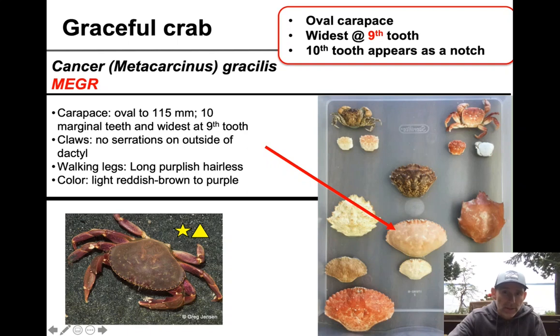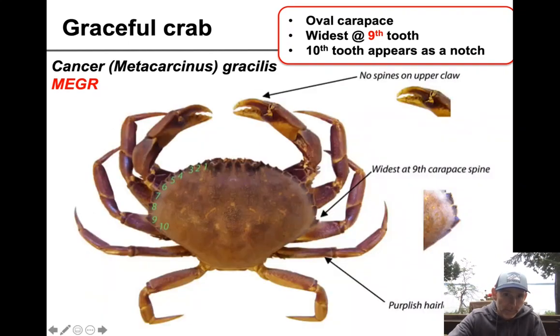In this case, they also have an oval carapace, but they're whitest at the 9th tooth. The 10th tooth actually appears as a notch. Here it is up close. We see those carapace teeth. Again, the marginal teeth, it's whitest at the 9th tooth. The 10th tooth is a recessed notch.